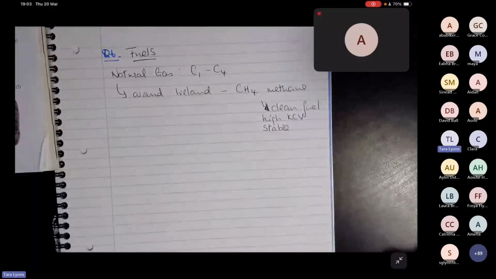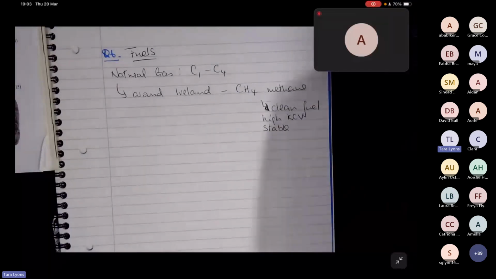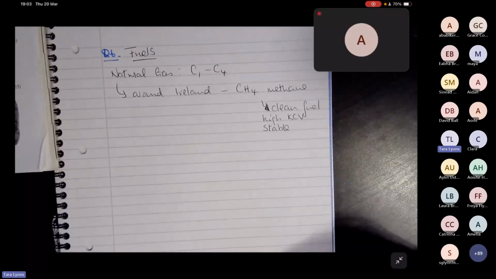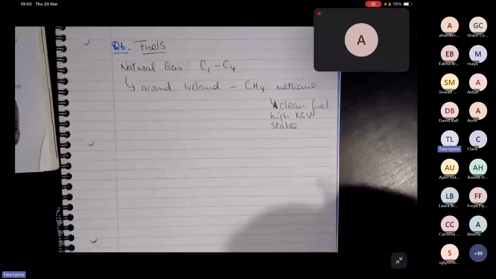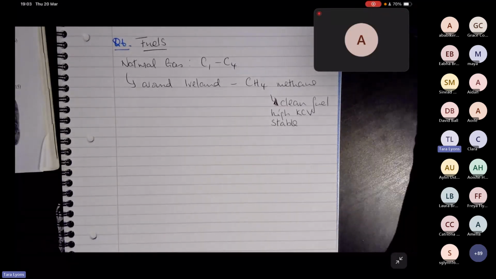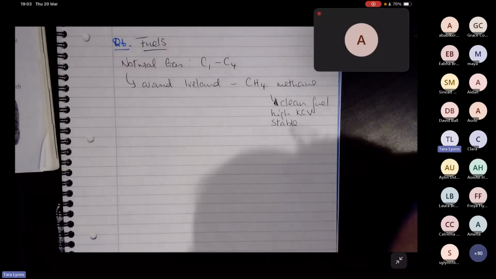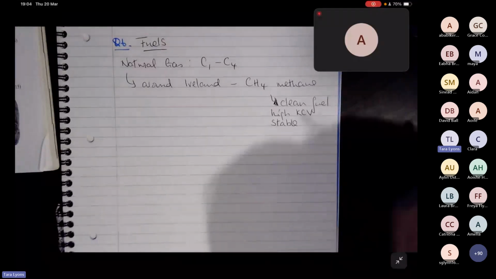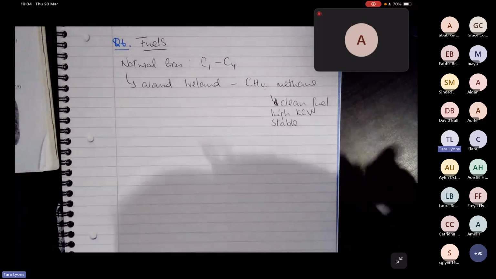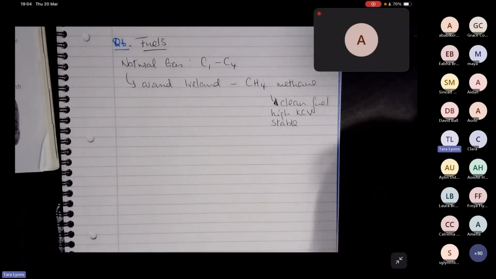So if you were asked about methane, what's the advantage of it? It's a clean fuel. We don't get a lot of soot. It's got a high kilogram calorific value, meaning we're going to get lots and lots of energy from it, and the fact that it's stable. I like the fuel that's in my house to be stable so that I'm not worried about it spontaneously combusting and the house blowing up at 4 o'clock in the morning. So having a stable fuel is a very, very good idea. And the reason why methane is stable is because it's saturated, right? It's all single bonds around the carbon and it's saturated.